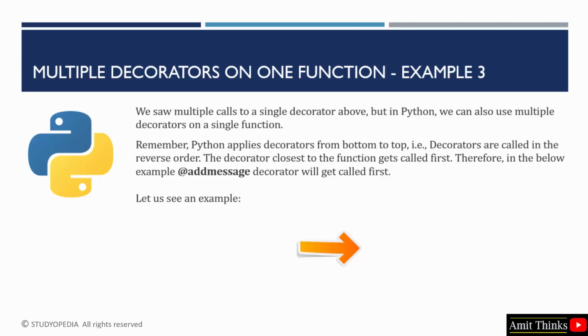Now let us see the third example in which we will apply multiple decorators on one function. So you need to remember that Python applies decorators from bottom to top. That is, decorators are called in the reverse order. The decorator closest to the function gets called first. Okay, so therefore in our example we will see two different decorators. The add message decorator will get called first, that is the bottom one will get called first in our example.